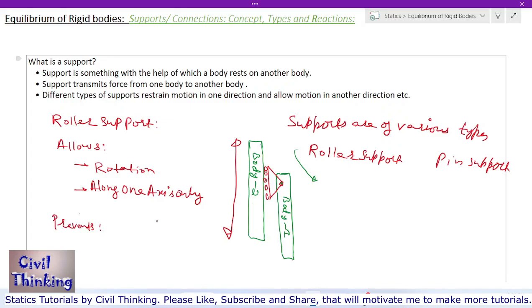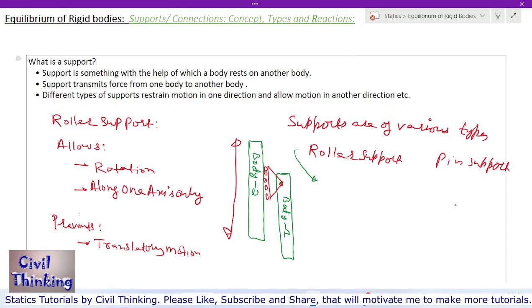Now, what does it prevent? It prevents motion in one direction, right? Translation, translatory motion, because when you move things, that is a translatory motion. And when you rotate a thing, that is rotational motion. Now more appropriately I will write translatory motion.